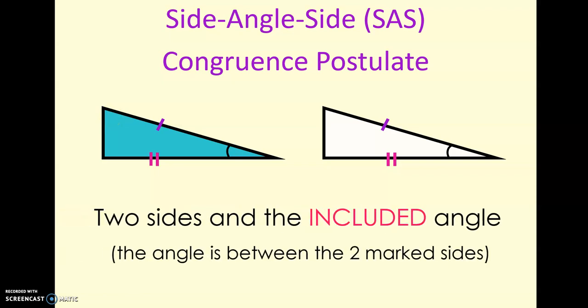All right, so here are your words. It's the 2 sides and the included angle, which means the angle that's between those 2 sides. So this angle right here, the sides of this angle are the two sides that we're talking about.